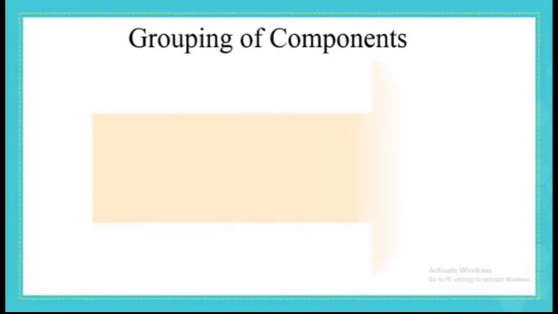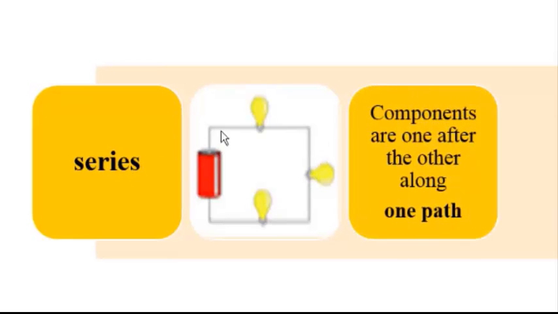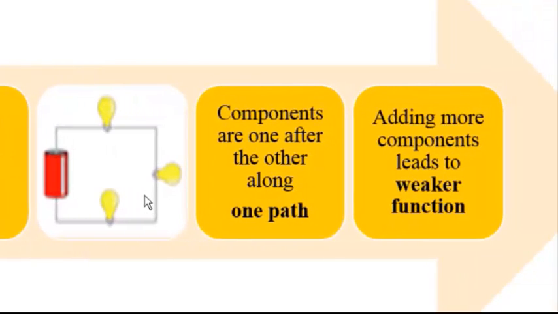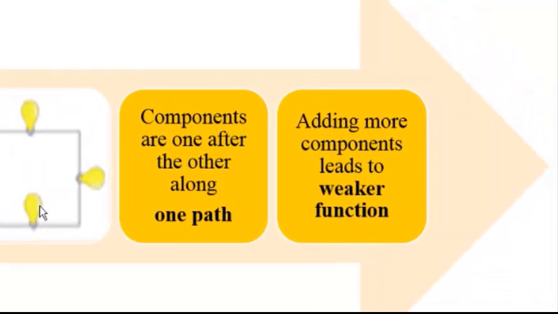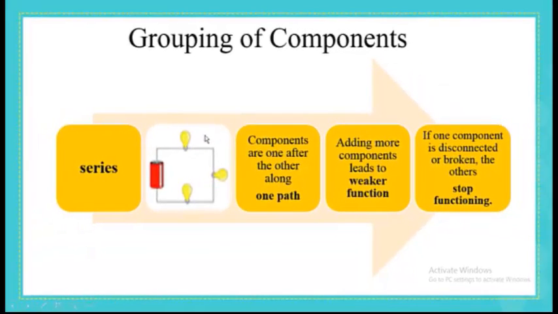So let's summarize the characteristics of each grouping, starting with the series grouping. So here we have lamps connected in series. Keep in your mind that in series grouping, components are one after the other along the same path. And if we add another component, this will make the function of the others weaker. And if one lamp is disconnected, one component is disconnected or broken, this circuit turns into an open circuit and the other components will lose their function.